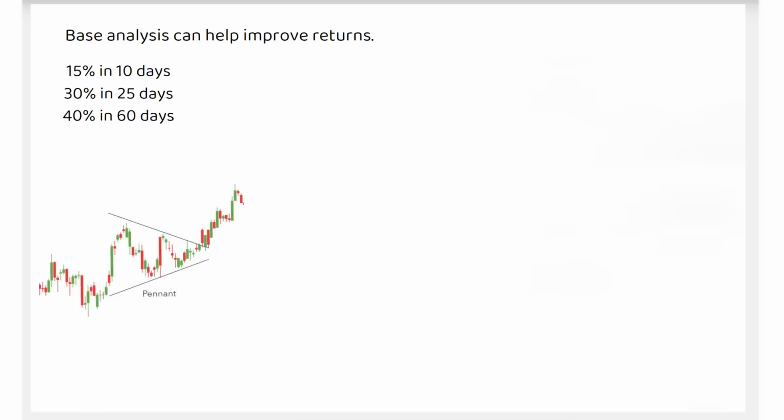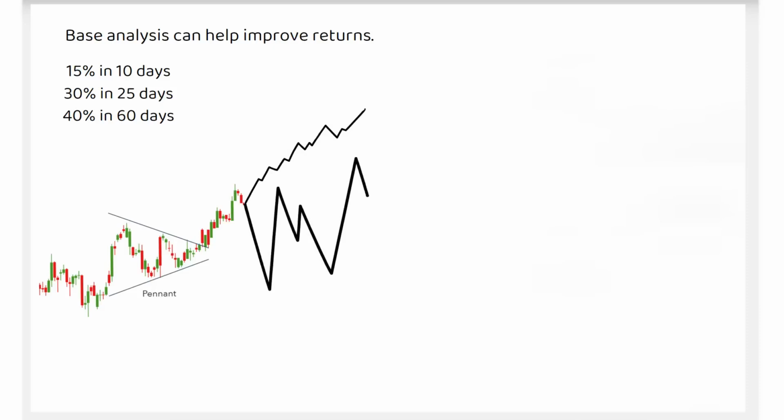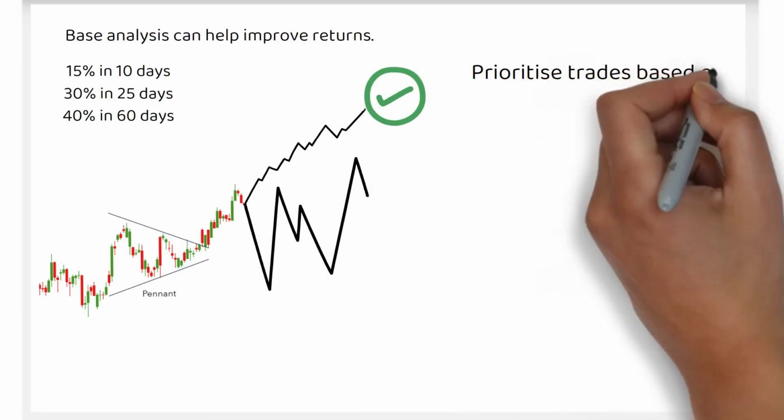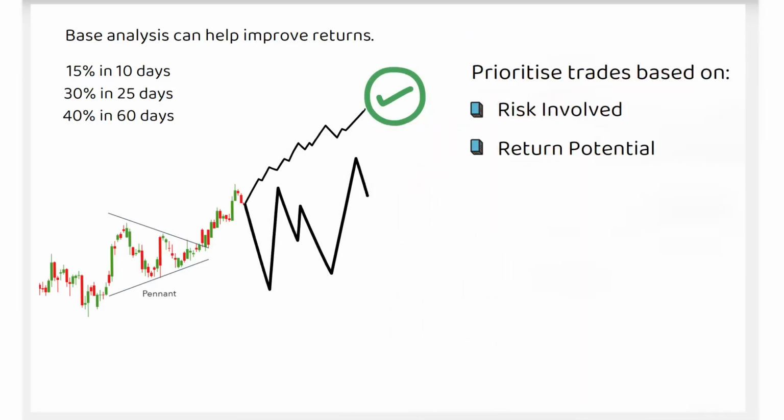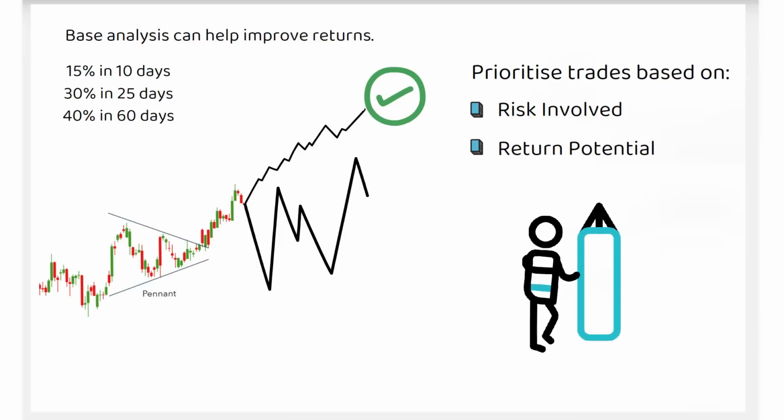Base analysis can be quite helpful in getting in on quick moves at the optimum time. We should understand these bases and differentiate between them on normal or abnormal price behavior. When the price behavior is normal, we can prioritize our trades based on the risk involved and the return potential. As with everything else in life, this skill is built with practice.